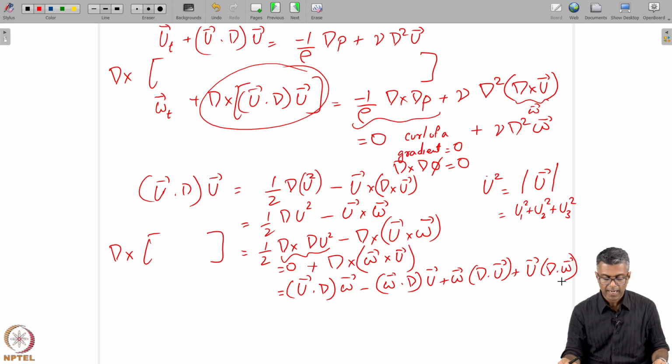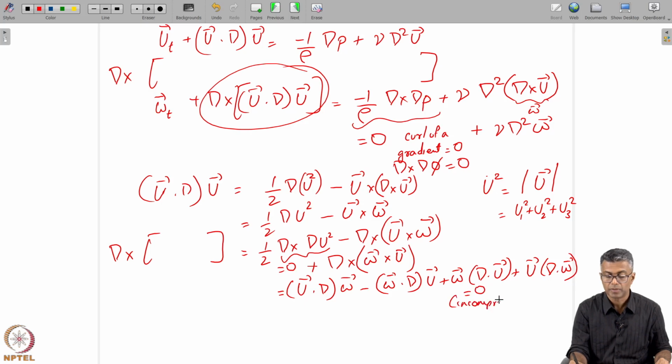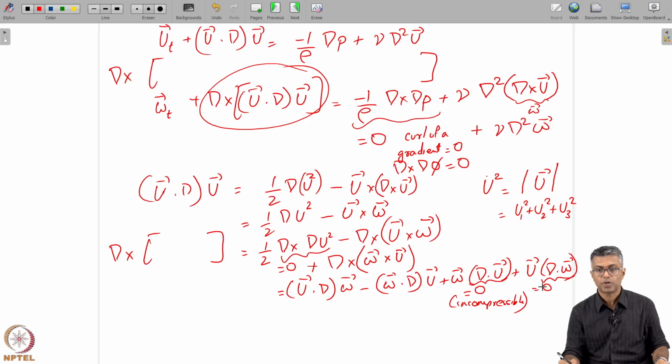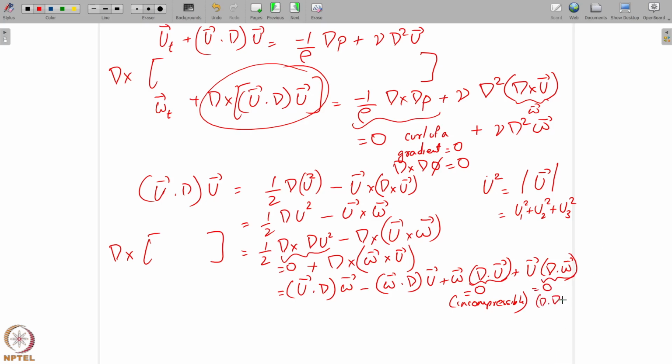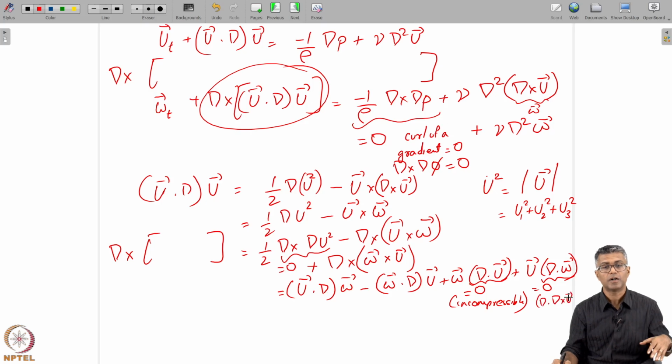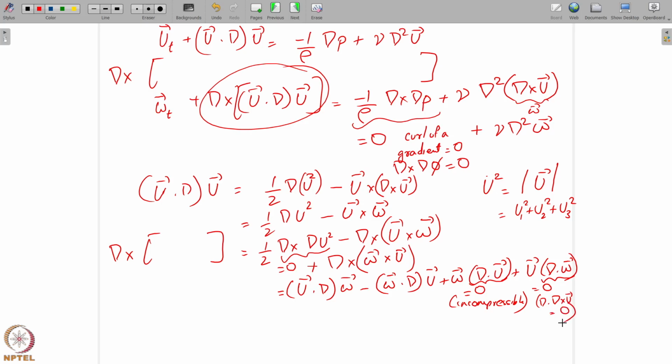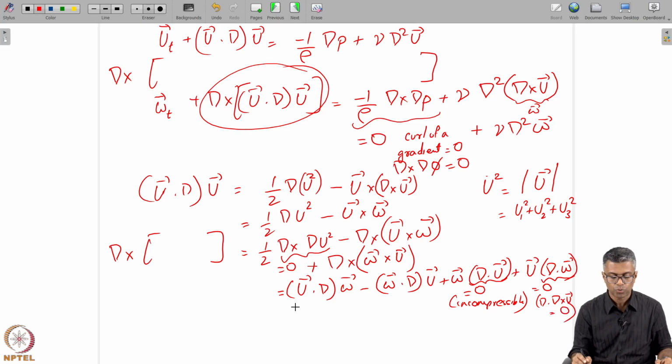Now, there are a few terms that are going to go to 0. This is going to go to 0 because of the incompressible assumption, isn't it? Del dot u is going to go to 0. Then del dot omega is going to go to 0 because it is del dot del cross u. Remember, divergence of a curl is 0. Curl of a gradient of a scalar is 0. Divergence of a curl of a vector is 0. So that's what I have. So I just have 2 terms.